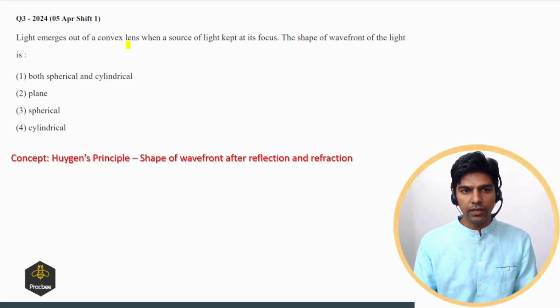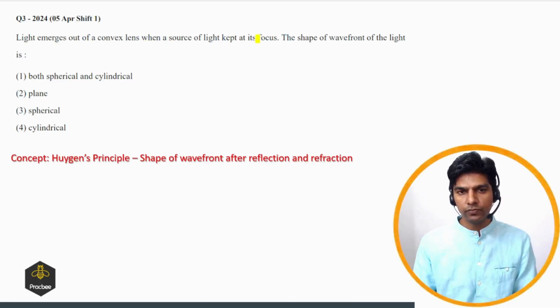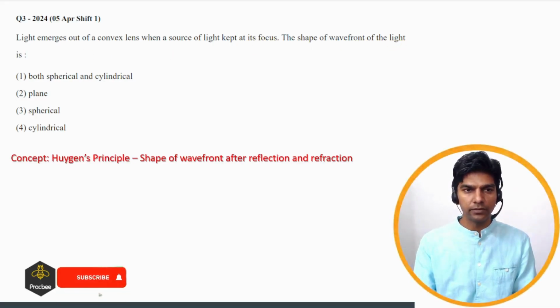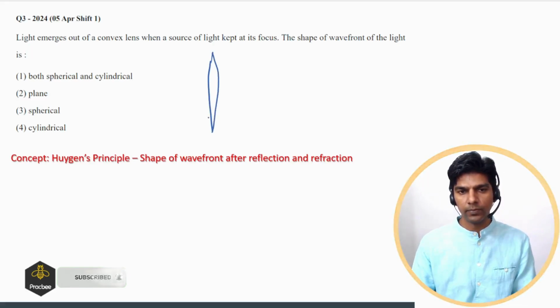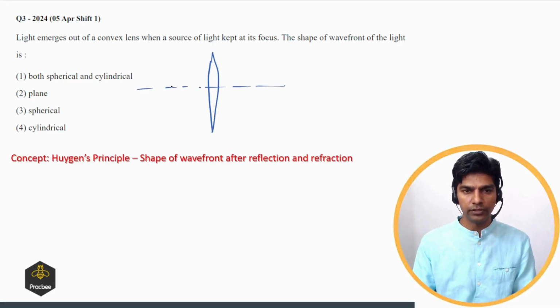Light emerges out of the convex lens when a source of light is kept at the focus. The shape of the wavefront of the light is... okay, let me show you the diagram. So if we have a converging lens and there is a source which is placed at the focus, and if I draw the ray diagram, there will be rays which are coming like this.